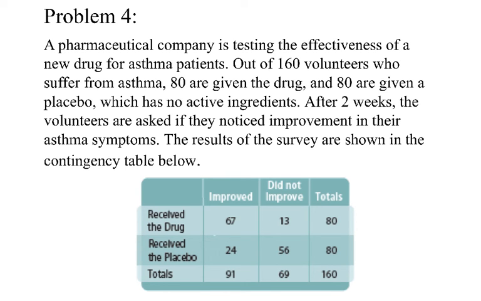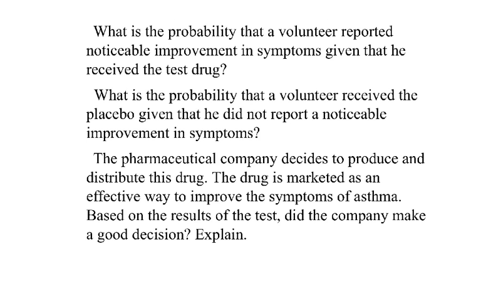All right, number 4, a pharmaceutical company is testing out the effectiveness of a new drug for asthma patients. Out of 160 volunteers who suffer from asthma, 60 are given the drug and 60 are given a placebo, which has no active ingredients. So after 2 weeks, volunteers are asked if they noticed improvement in their asthma symptoms. The results of the survey are shown in the contingency table below. So A, B, C.